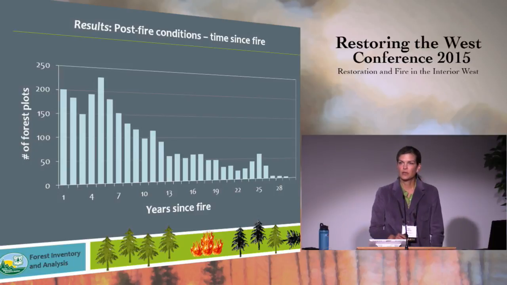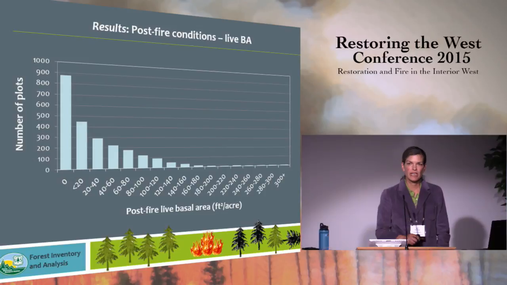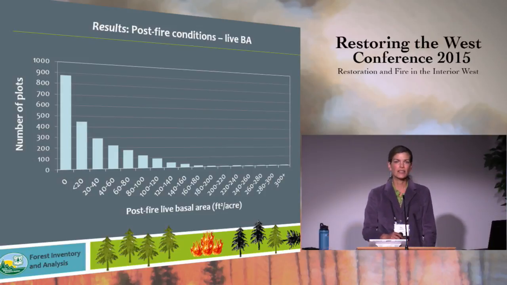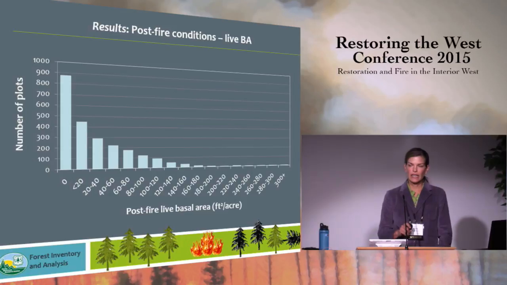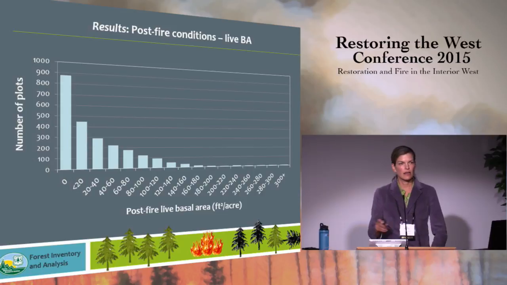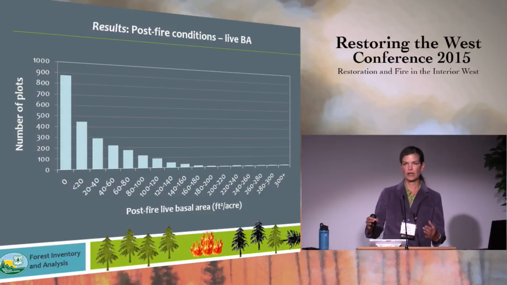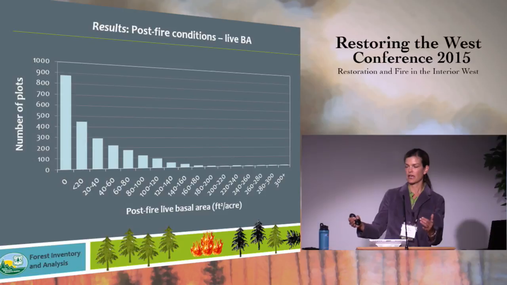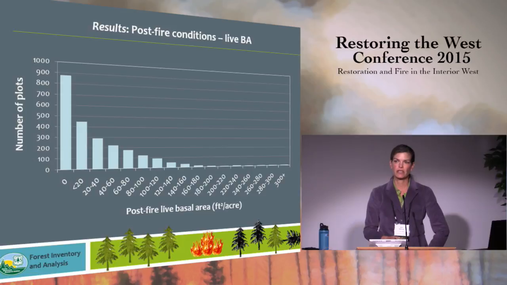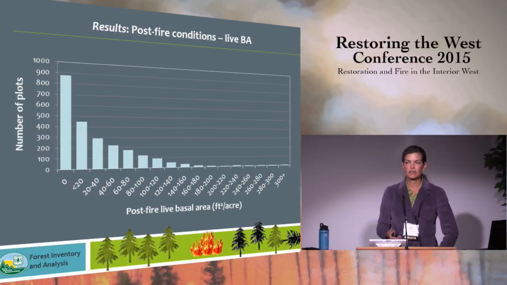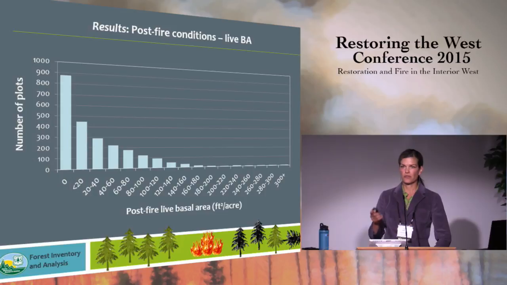This histogram shows number of plots by post-fire live basal area category. And about 1/3 of all of our post-fire plots had no residual live basal area. I should note here that most of the tree species and forest types we're looking at are not capable of regenerating and growing trees large enough to contribute to live basal area during the duration of our study. So when we're showing post-fire live basal area, we can pretty safely assume that that is all residual survivor trees contributing to that live basal area.